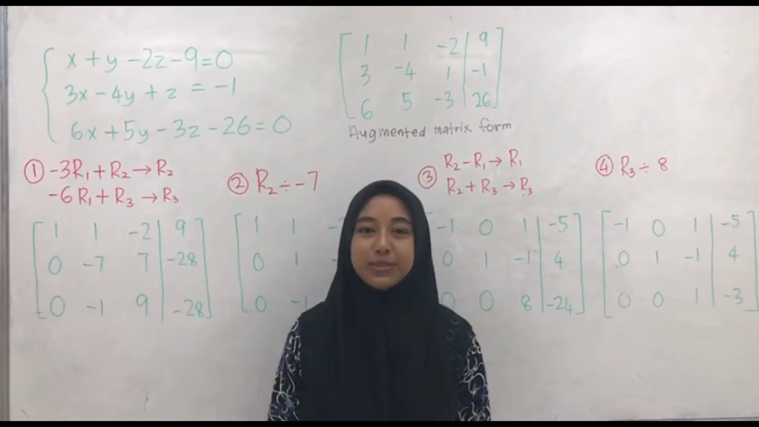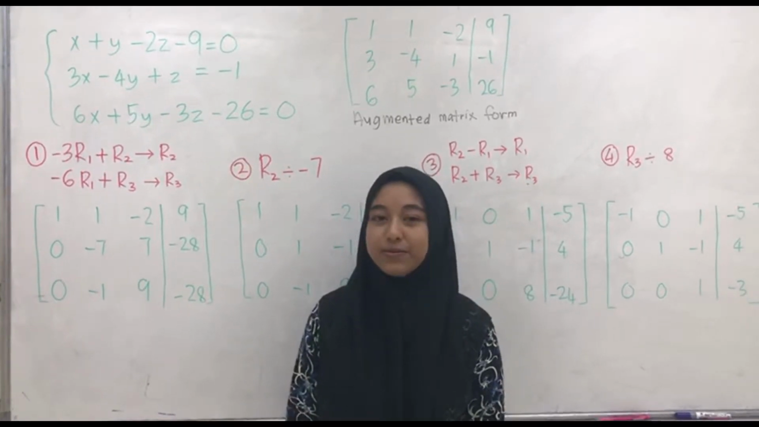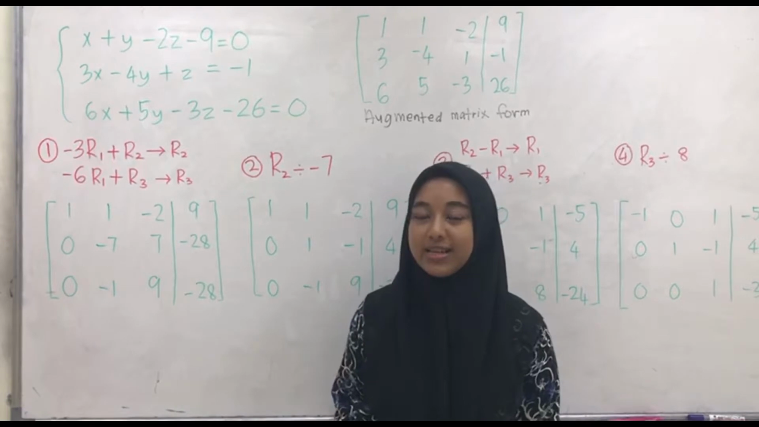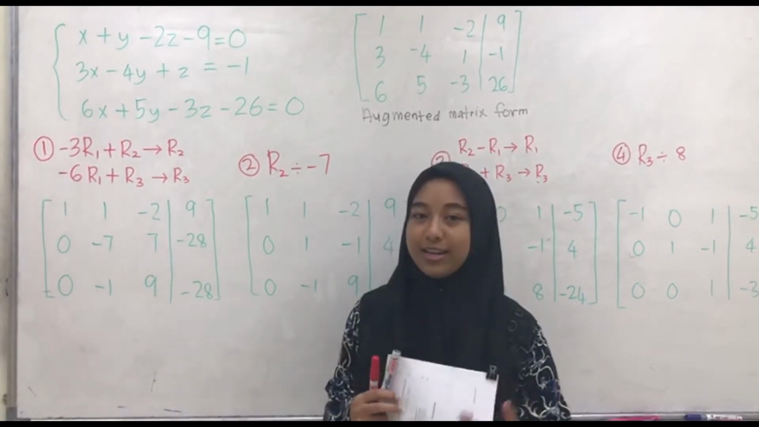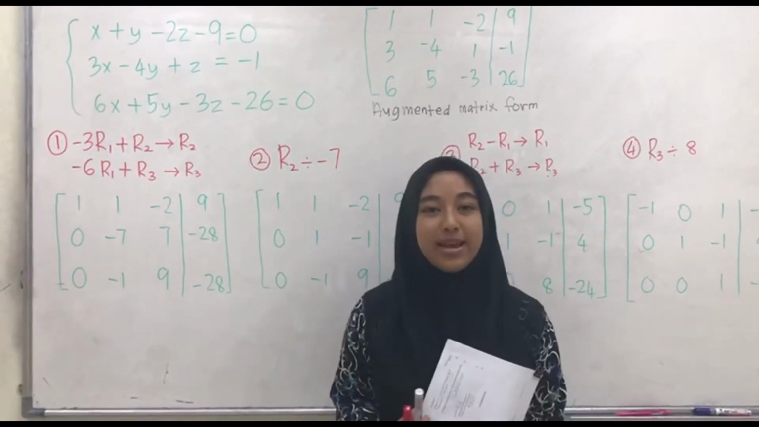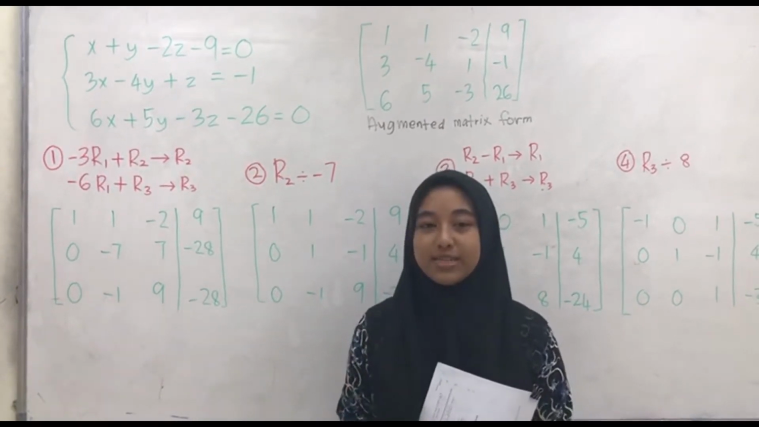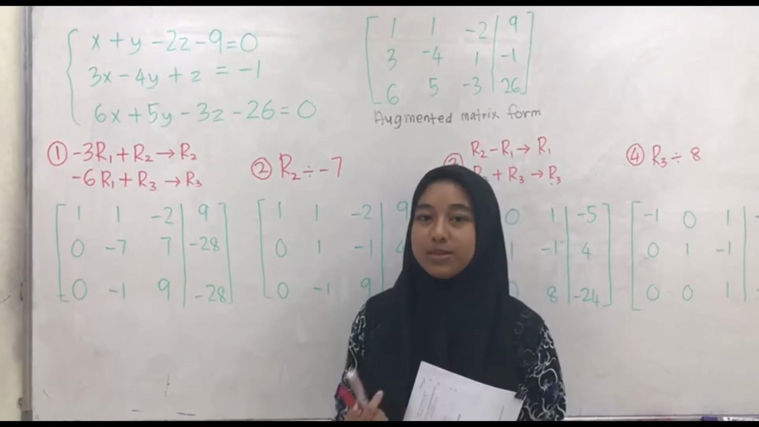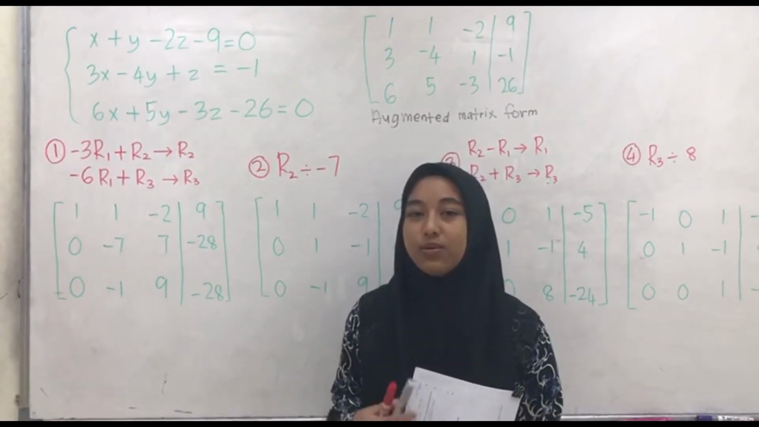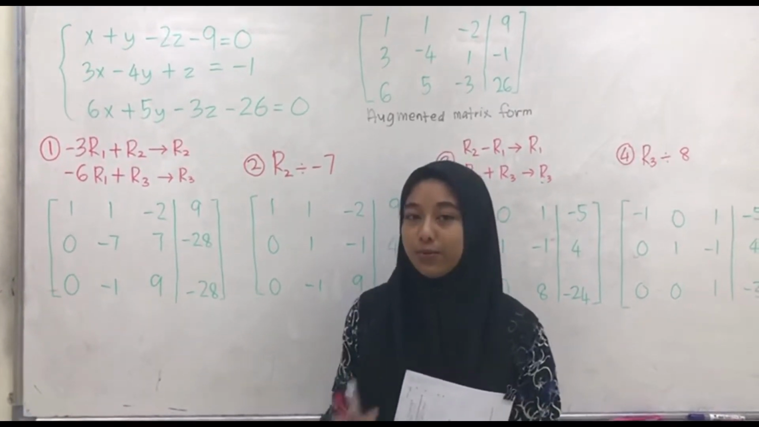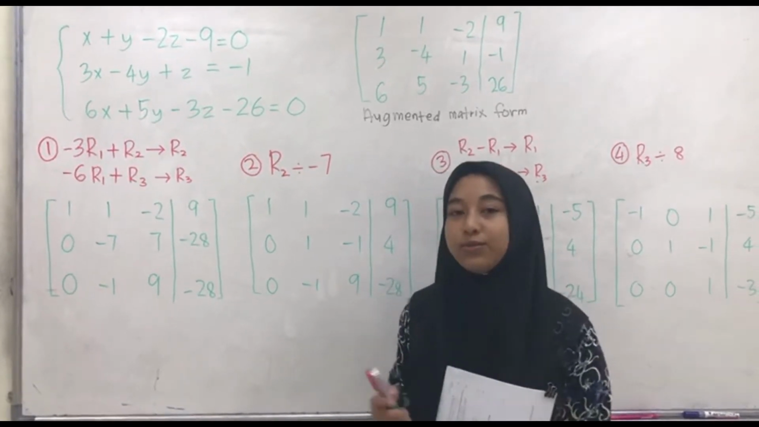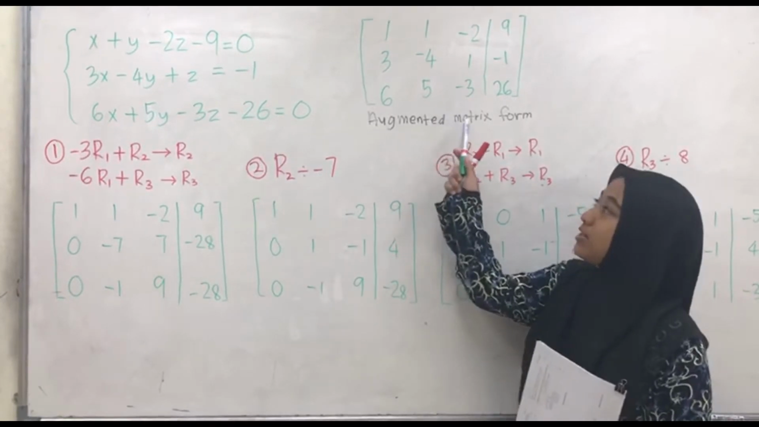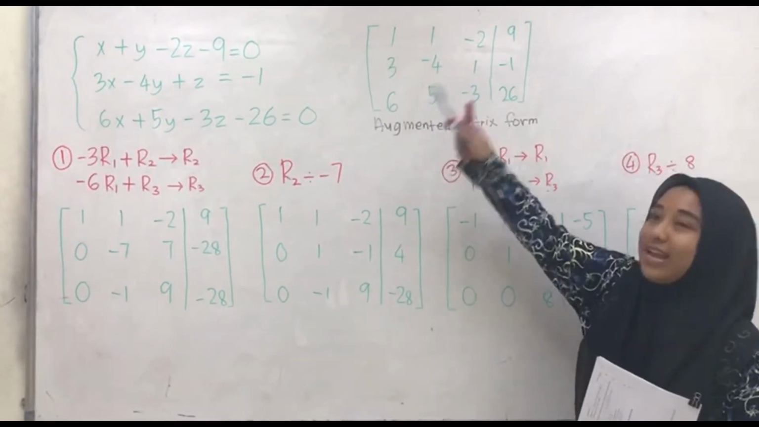Okay, so now we will be solving question 7D from set D. We are given 3 linear equations and we have to solve it using the Gauss-Jordan elimination method. Please bear in mind that using the Gauss-Jordan elimination method, we have to make the upper and lower triangular matrix become 0 and the leading entry in row 1, row 2 and row 3 become 1. So first of all, we have to write the 3 linear equations in augmented matrix form. So we have like this.